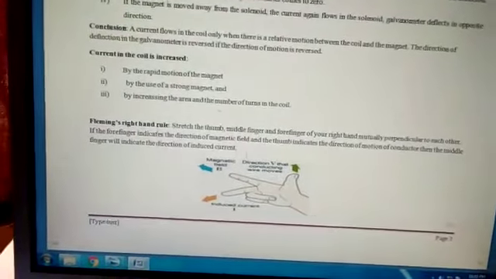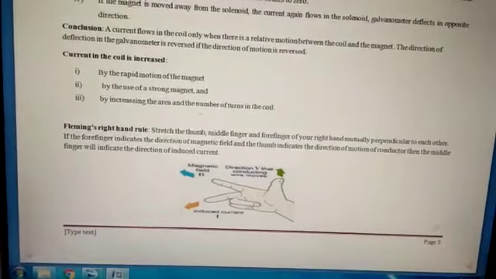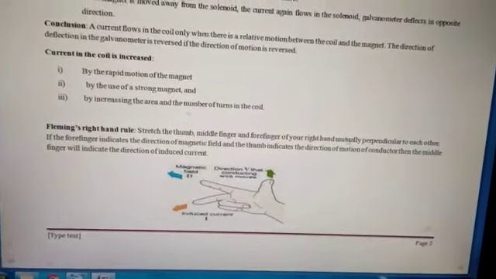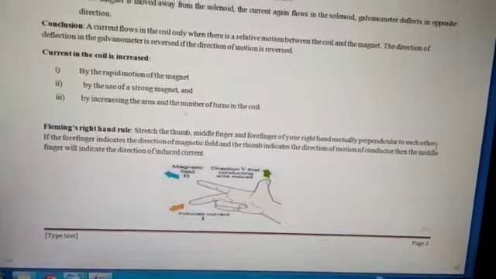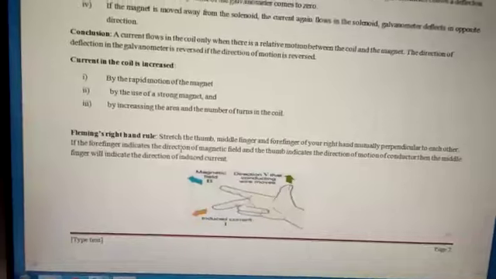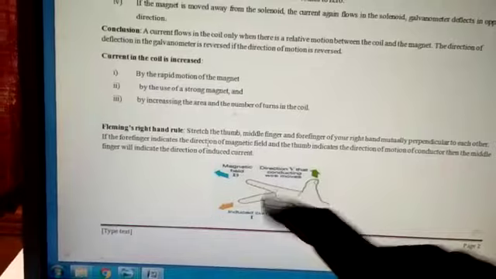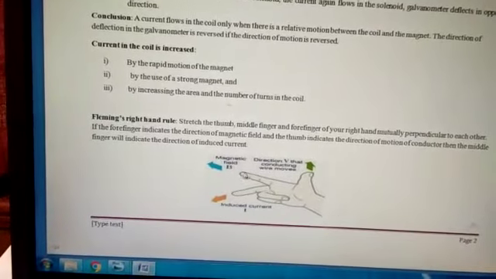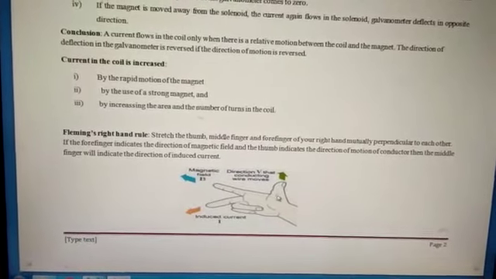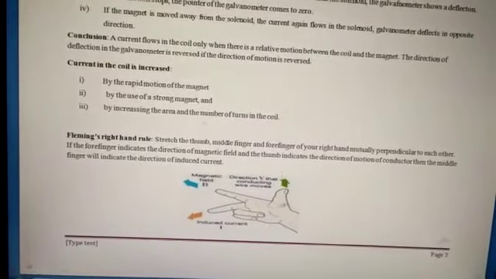I will just read this out. Stretch the thumb, middle finger and the forefinger of your right hand mutually perpendicular to each other. The forefinger indicates the direction of the magnetic field. Then the thumb indicates the direction of motion of the conductor.